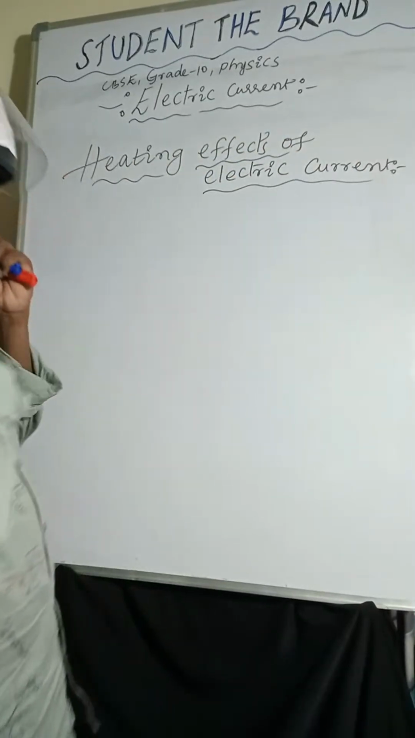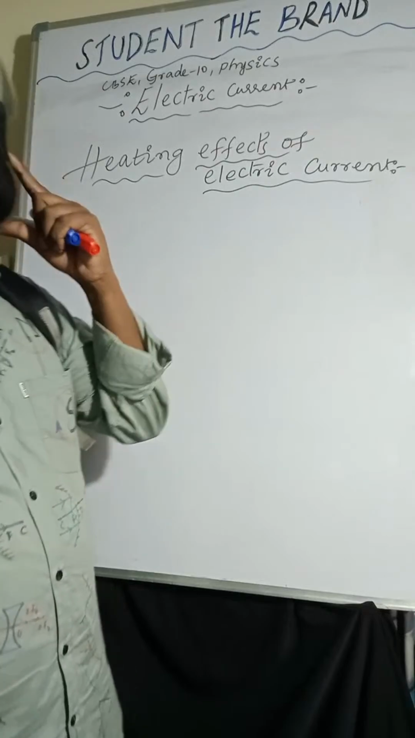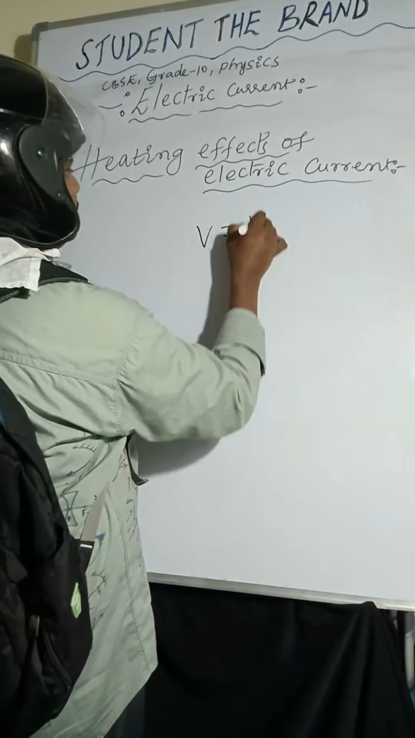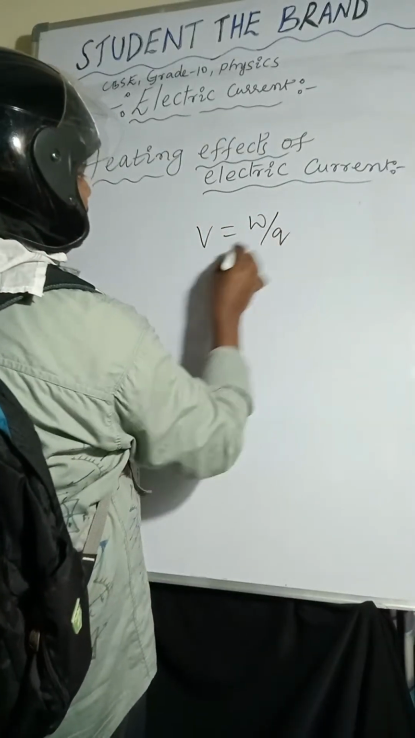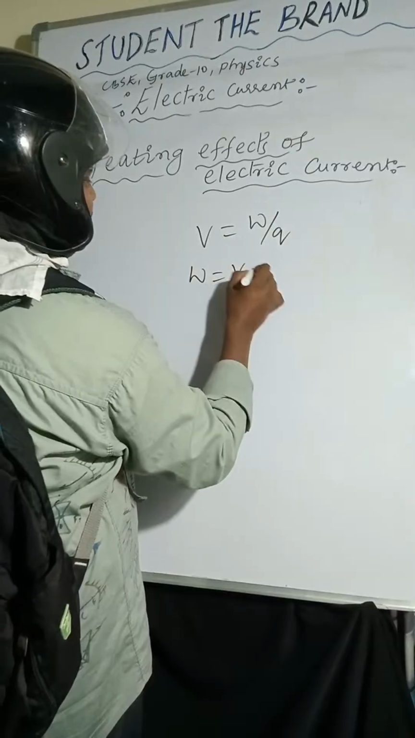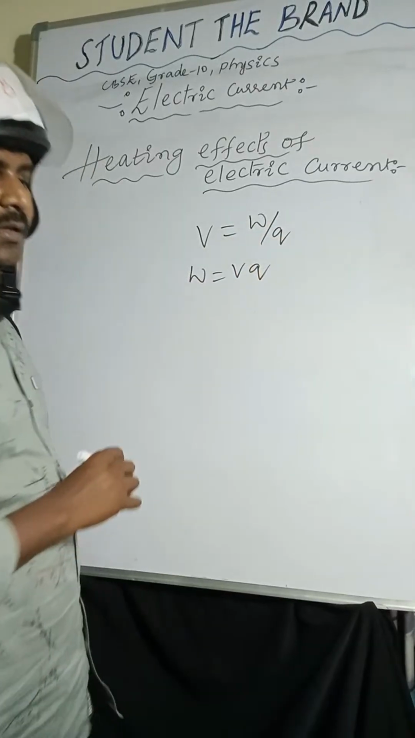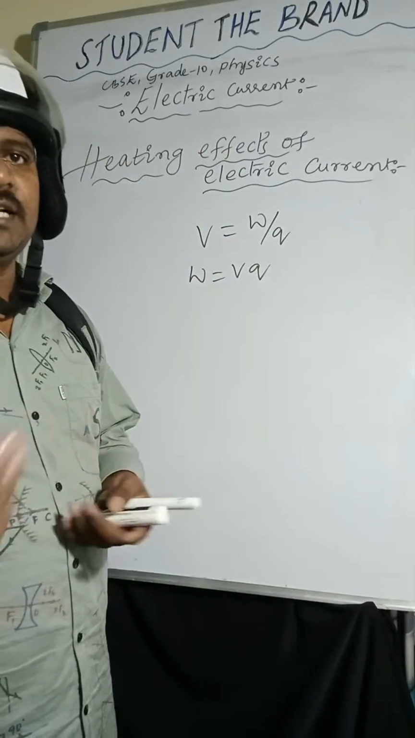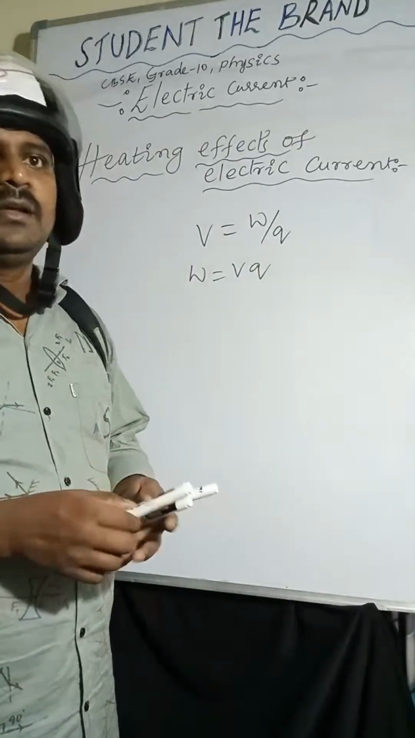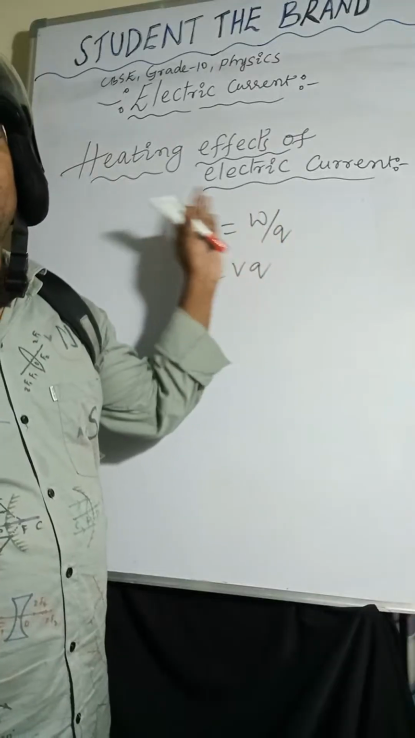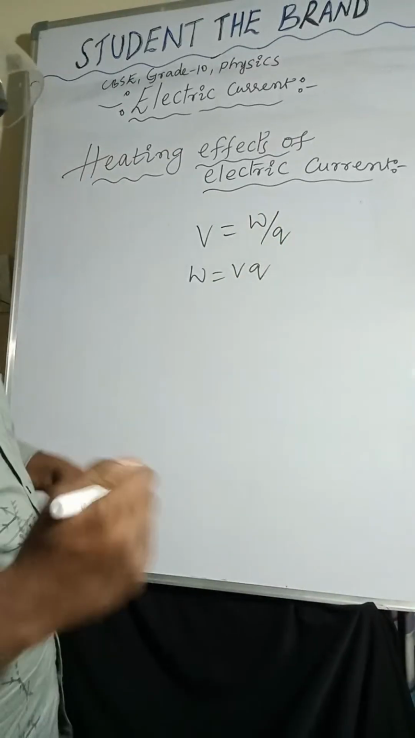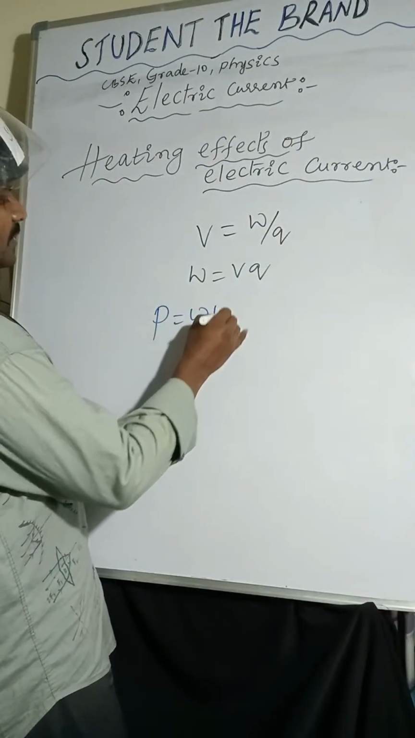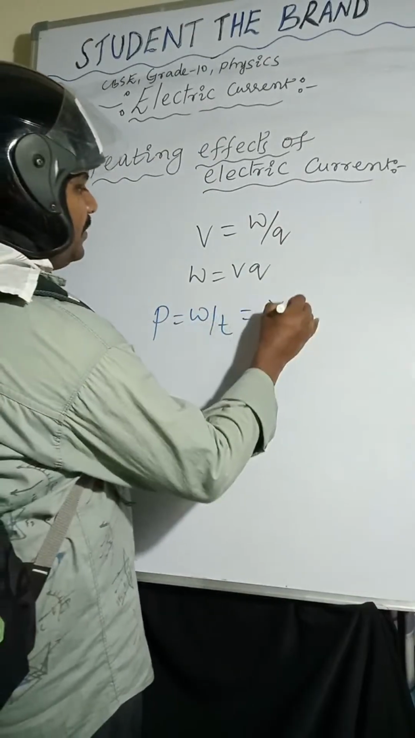So V equal to W by Q, so W equal to V into Q. Potential difference is nothing but the work done to bring a unit positive charge from one point to another point. So V equal to W by Q, W equal to VQ, and power equal to rate of doing work, that is VQ by T.